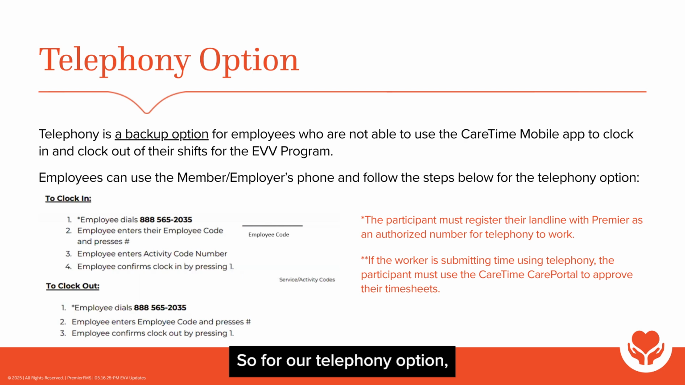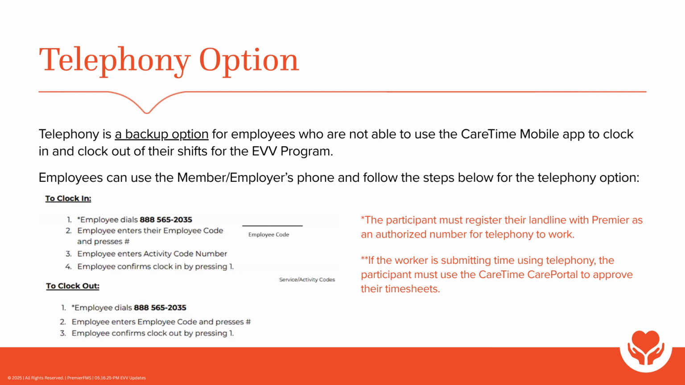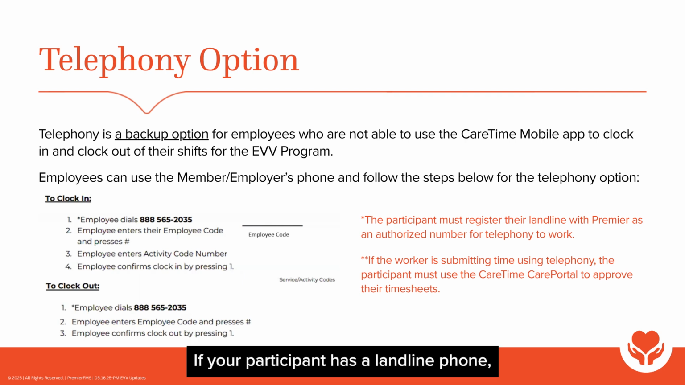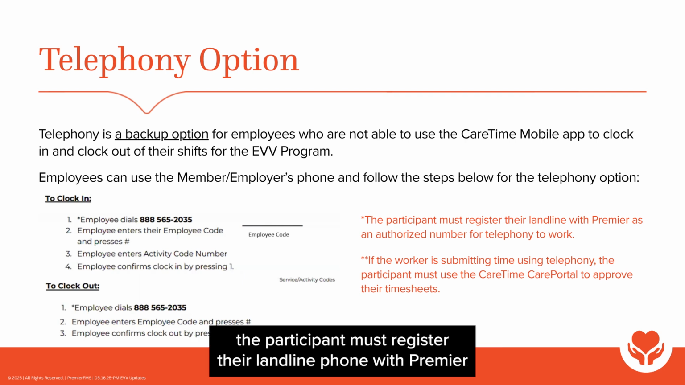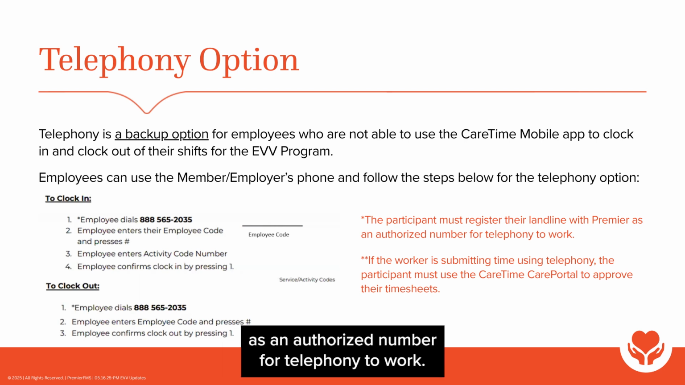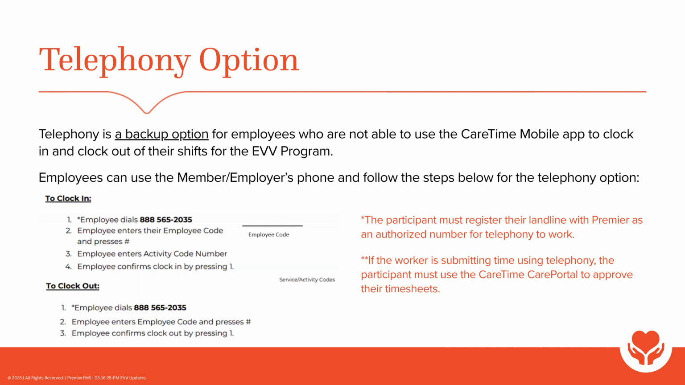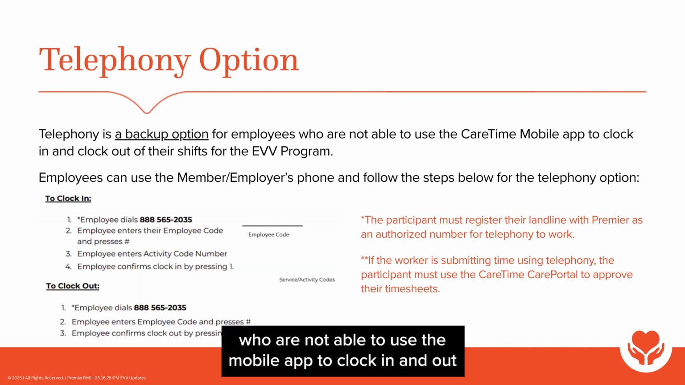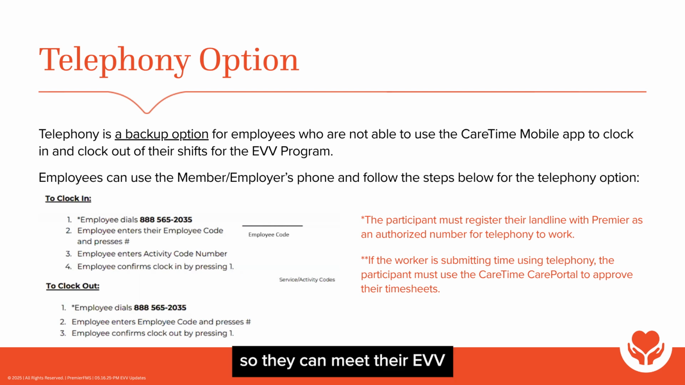So for our telephony option, if you are unable to use a mobile app or you do not have a tablet or mobile device, you can use the telephony option if your participant has a landline phone. The participant must register their landline phone with Premier as an authorized number for telephony to work. The telephony is a backup option for employees who are not able to use the mobile app to clock in and out so they can meet their EVV compliance.